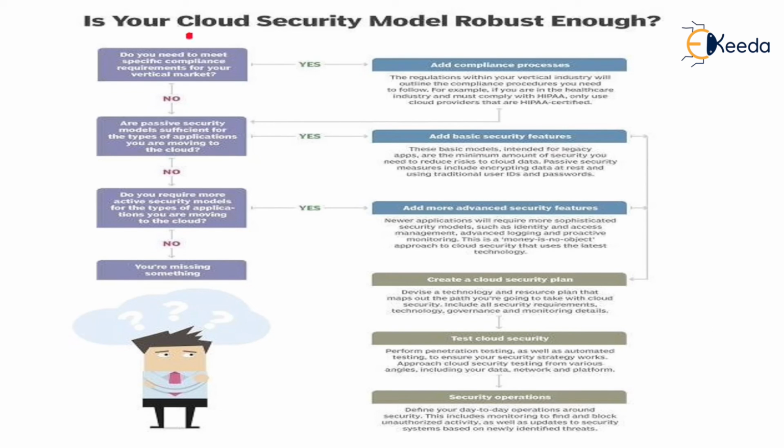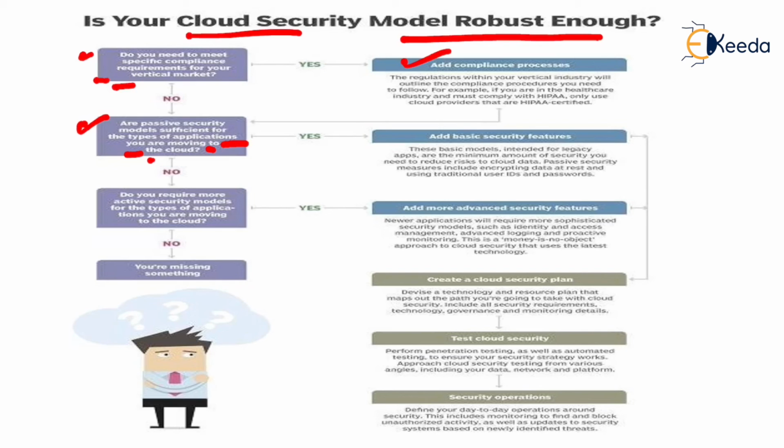Now, the cloud security model, is it robust enough? First thing we need to know here with this flowchart is, do you need to meet a specific compliance requirement for your vertical market? If yes, then add compliance process. If no, then add passive security models sufficient for the types of applications you are moving to the cloud.